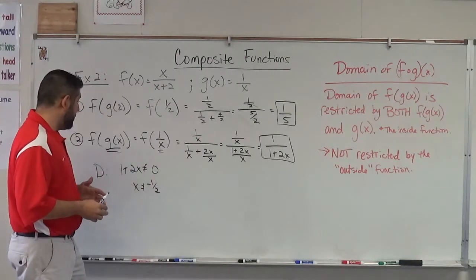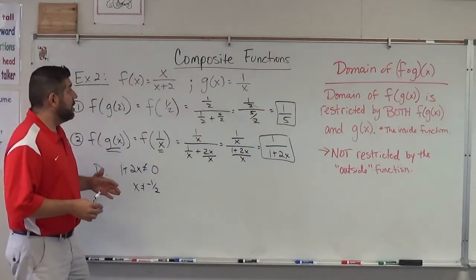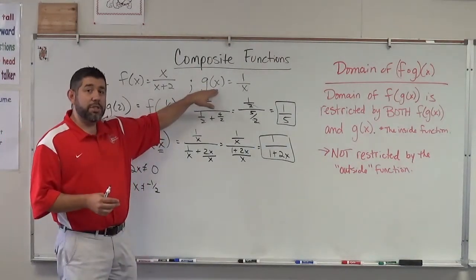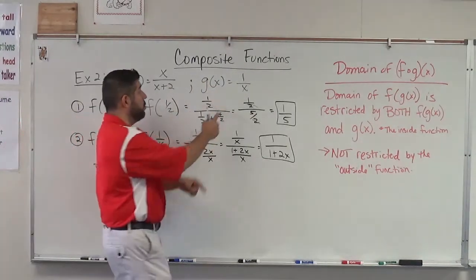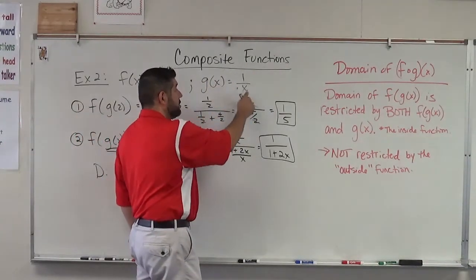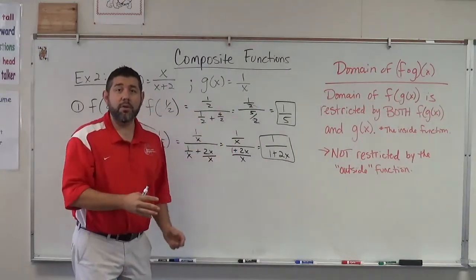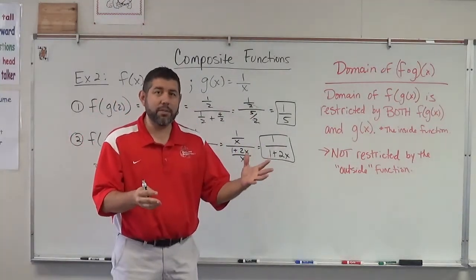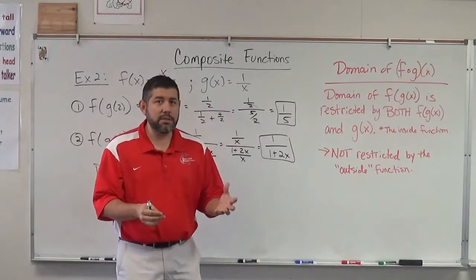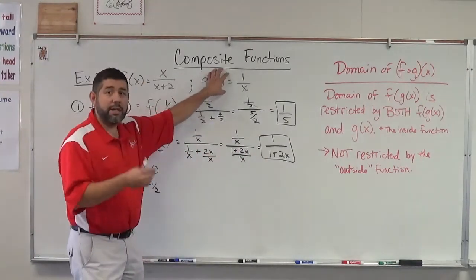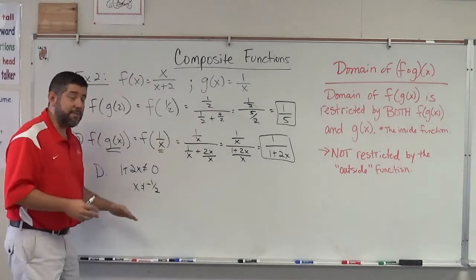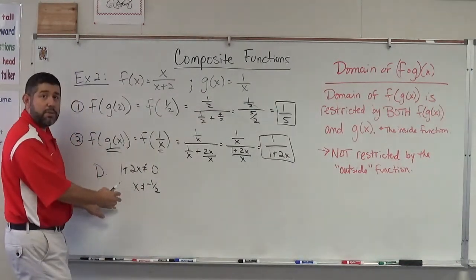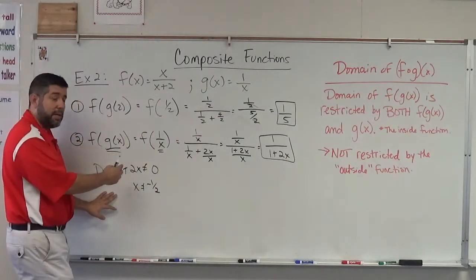Now, the thing is, there was a domain restriction here for g, and g was the function that we plugged in. If you remember, for 1 over x, the denominator cannot be equal to 0, so we cannot have x equal to 0. So since the g function had a restriction, x cannot be 0, we also have to add it to the domain restriction of my composite function.